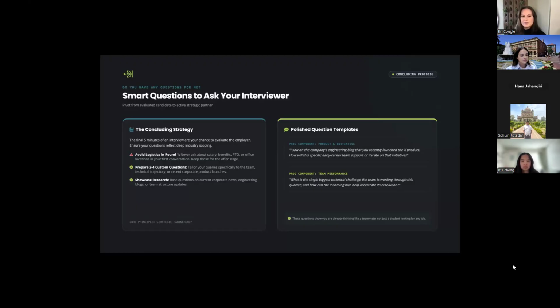So, here are polished question templates. I saw on the company's engineering blog that you recently launched the X product. How will a specific early career team support or iterate on that initiative? So then I know you went to our site, you saw our product launches, you've done your homework on us. Or, what's the single biggest technical challenge the team is working through this quarter, and how can the incoming hire help accelerate its resolution? Again, that's thinking specifically to that company and talking about that challenge and putting yourself in the shoes of, okay, this might be a challenge that I'm going to face. How would I face it?